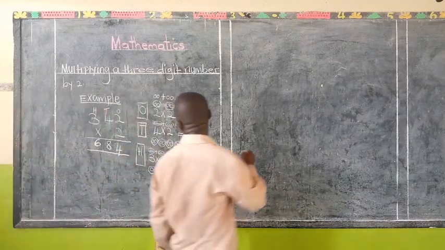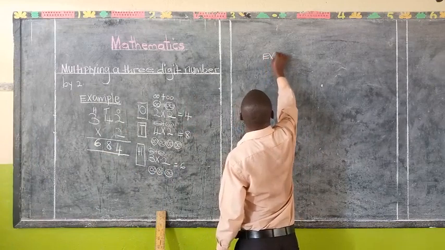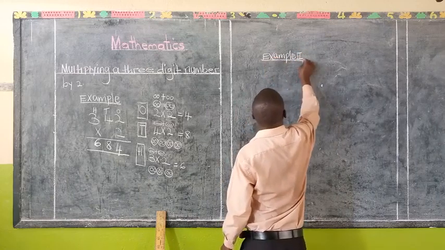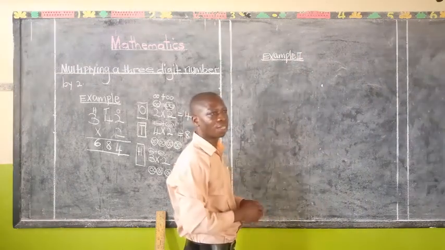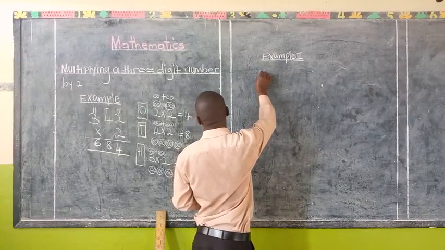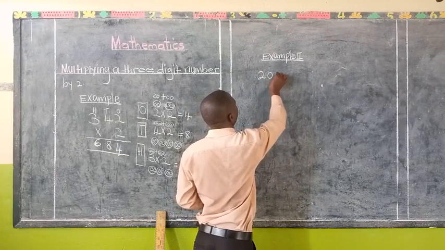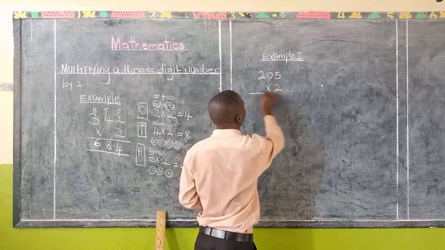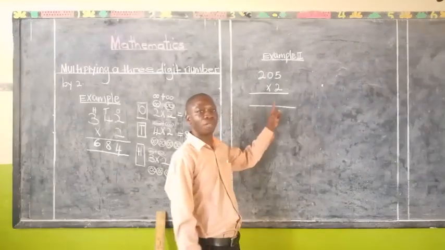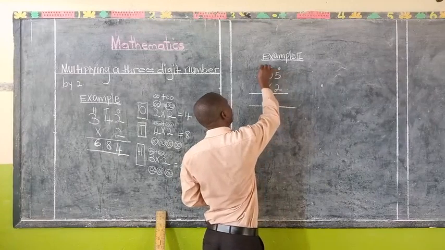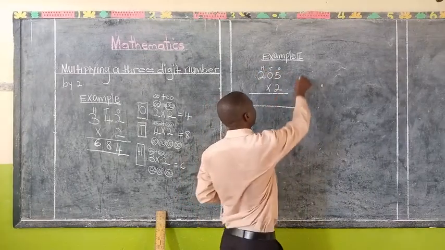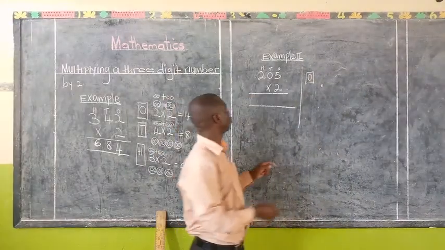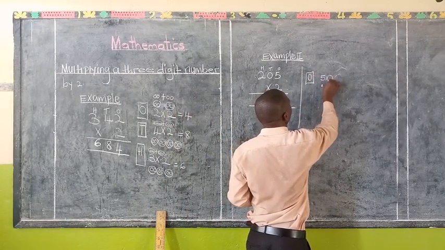Then, example 2. Let's have another example. So we are having another 3-digit number multiplied by 2. 205 times 2. So we are having ones, tens, hundreds. So we shall multiply numbers under ones. So there we shall have 5 times 2.